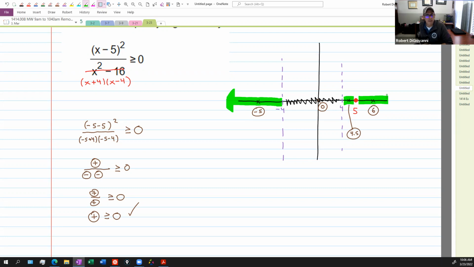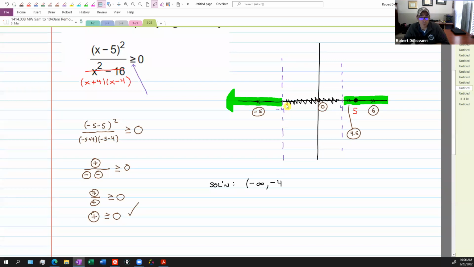Do I want to include 5 or not? Look at my inequality. It has the equal there, doesn't it? So I do want to include 5, and 5 is actually not a vertical asymptote. So I do want that 5 included. And that makes a difference because now if I'm going to write my answer, all I need is everything to the left of -4. So -infinity to -4, include -4 or not?